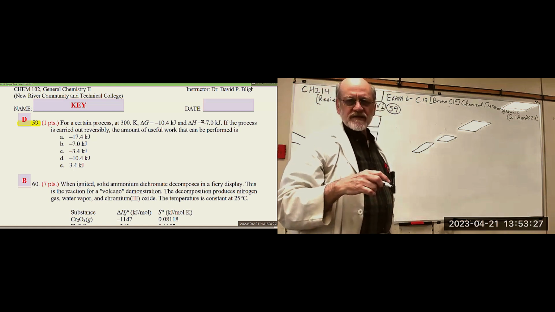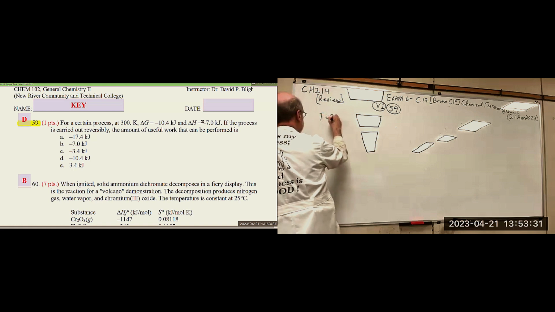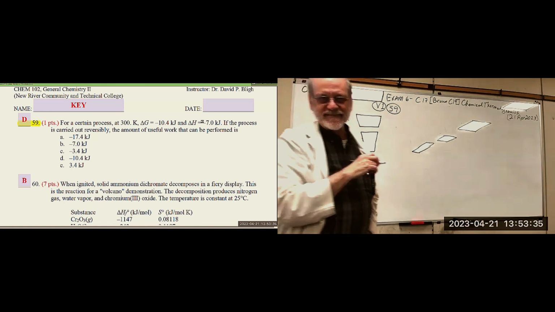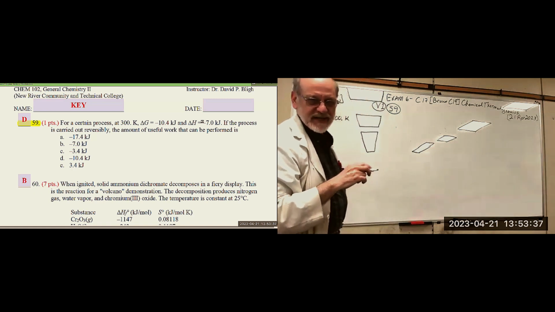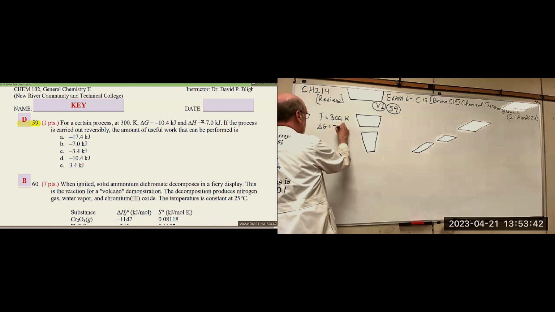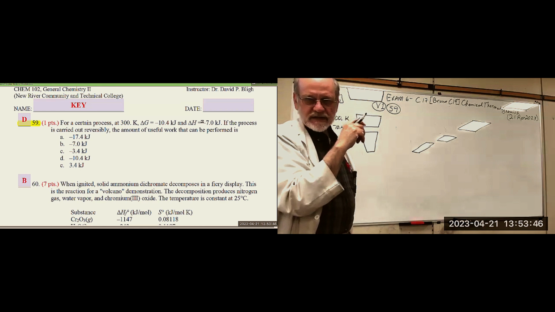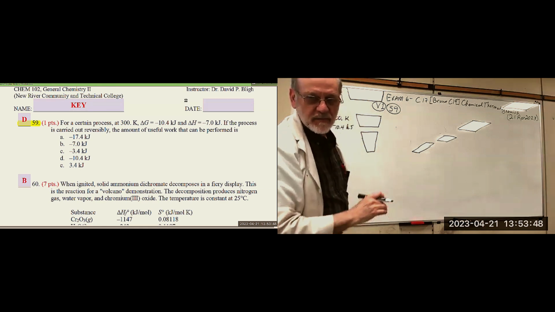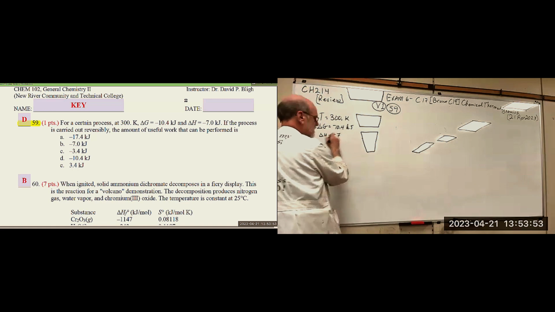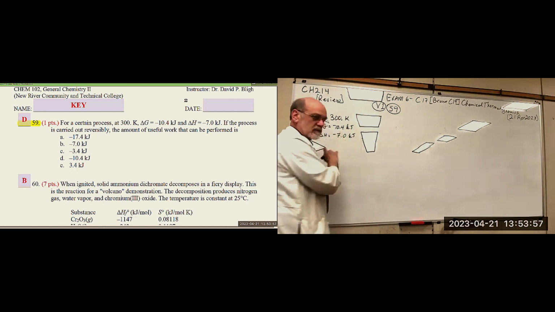$59. For a certain process at 300 K, delta G is minus 10.4 kilojoules, and delta H is minus 7.0 kilojoules.